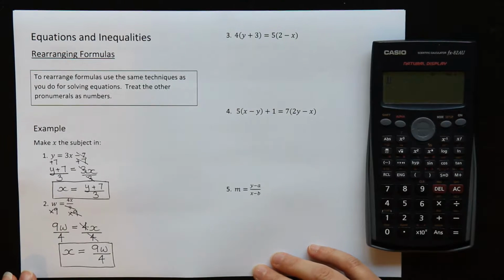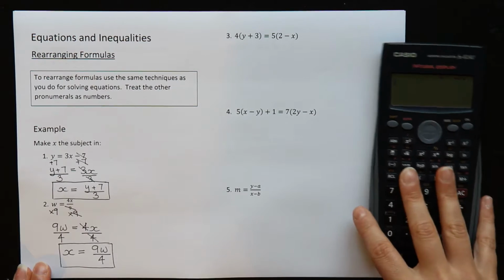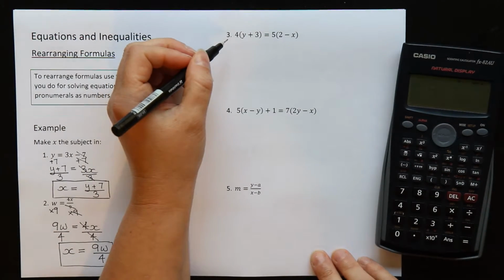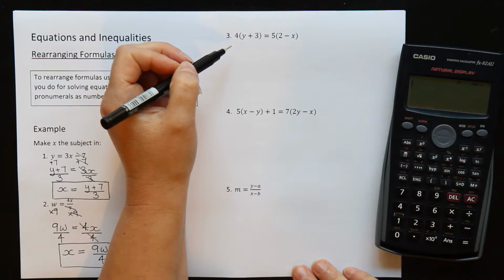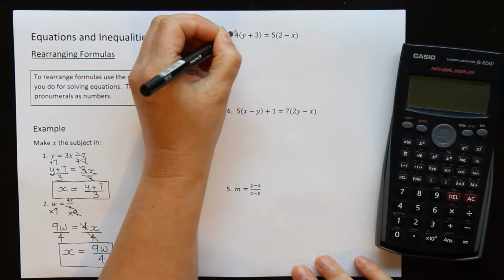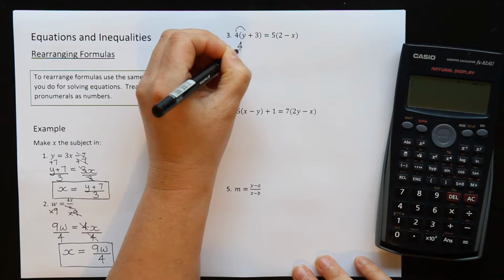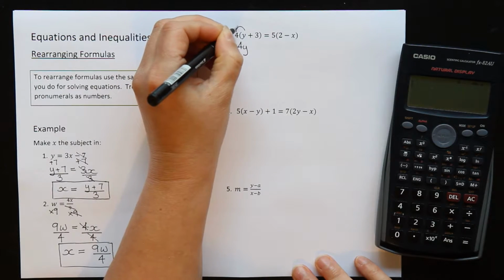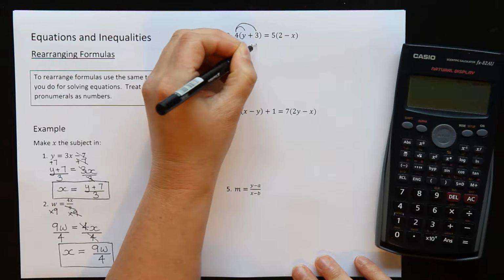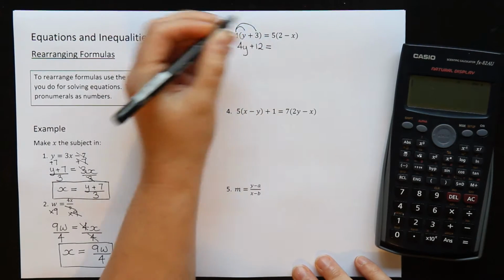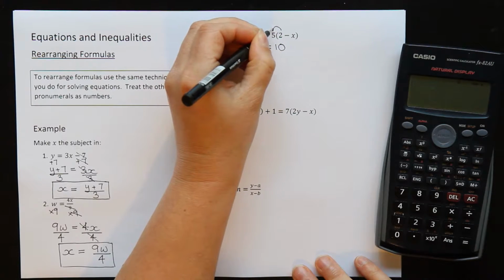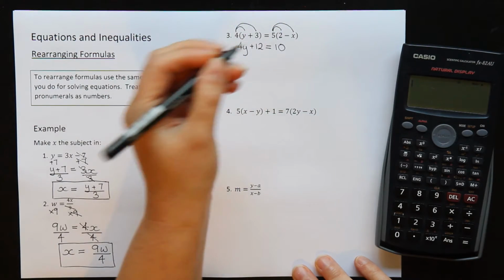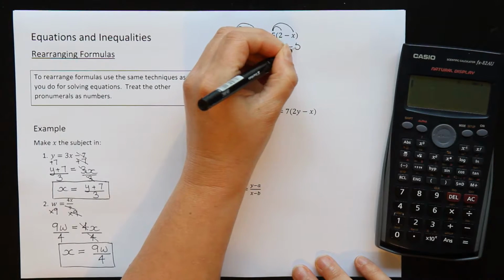Okay, they were the two warm-up ones. They're going to get a little bit trickier. Question 3. To rearrange this equation, I'm going to have to expand these brackets first. So 4 times y is 4y. 4 times 3 is 12, equals 5 times 2 is 10, and 5 times minus x is minus 5x.